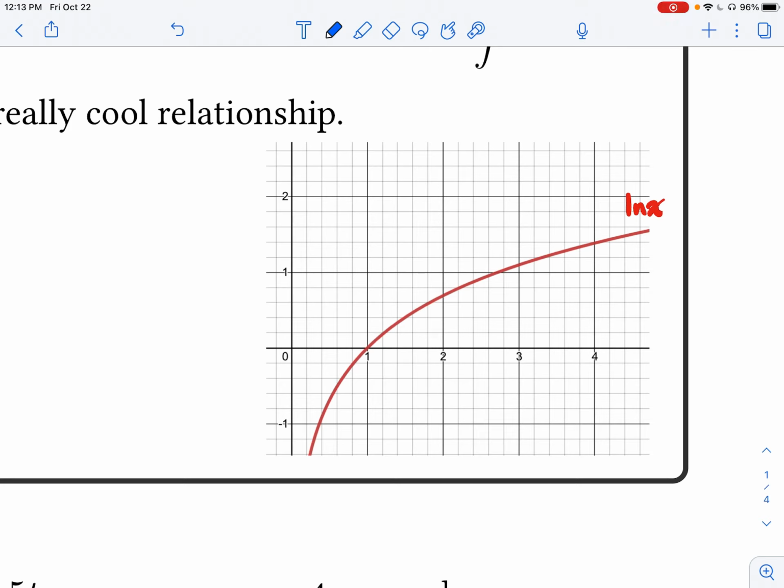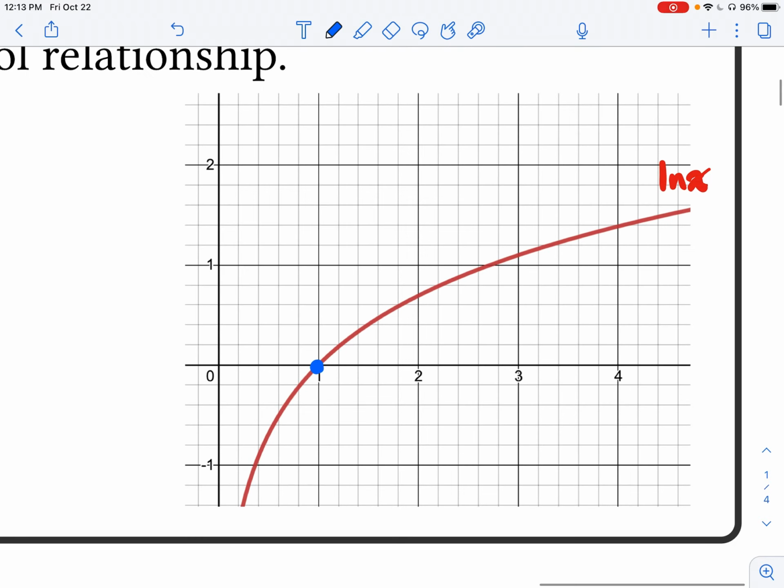So for example, at the point 1, what would that tangent line look like? Let me actually see if I can go in a little bit closer. Well, that tangent line would look something like this. And we can say that m is equal to 1 here. Well, what about at 2? What would that tangent line look like? I should be able to sketch something like this. m is equal to 1 over 2, about 1/2. And if I wanted to keep going at 3, we can do something like this here. And we see that m is equal to 1/3.